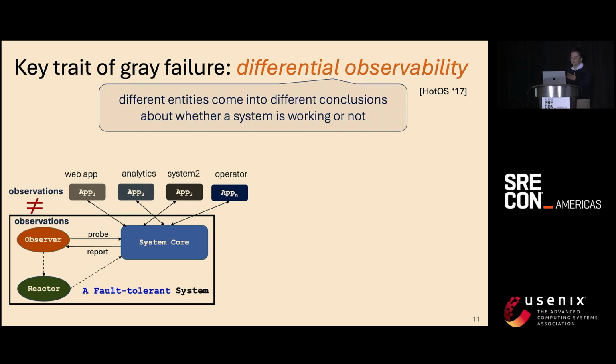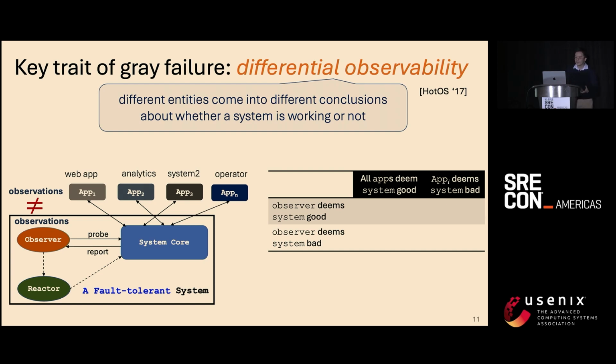In particular, we can use how applications think of the system and how the observers think of the system, and we can find there are basically 4 different categories. For example, if both the observer and every application in the system think that the system is working well, then this is a healthy state. But if the observer thinks that the system is bad, and the application also thinks the system is bad, this is also an easy case because this most likely is a fail-stop issue. But if some application in the system experiences problems, but the observer in the system thinks that the system is working well, then this is a form of gray failure.